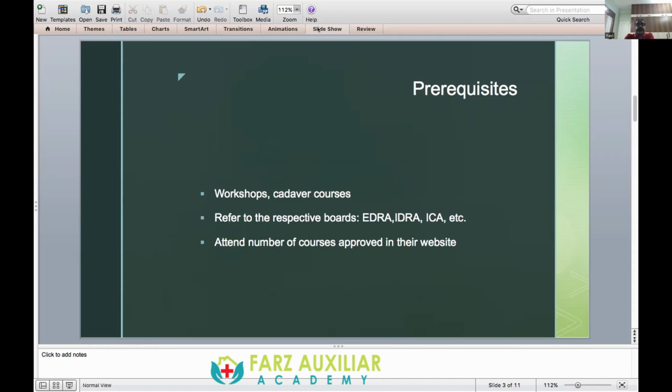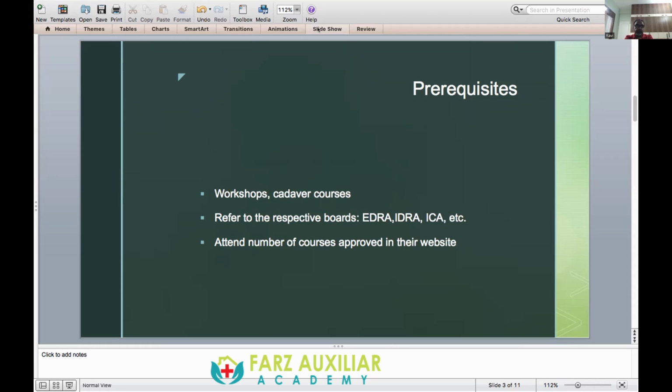Prerequisites are very, very important, whichever board you apply to, EDRA, IDRA, or any other course. You have to go through different workshops. For EDRA, it has to be 16 hours: 10 hours of ultrasound workshop and 6 hours of cadaver workshop in approved centers. If you don't do it, you won't be able to apply for the exam.